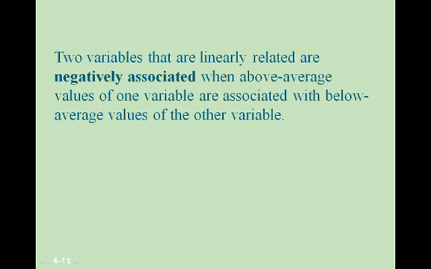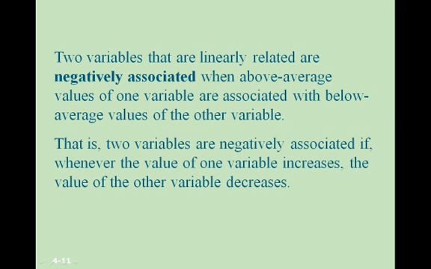Two variables that are linearly related are negatively associated when above average values of one variable are associated with below average values of the other variable. In other words, two variables are negatively associated if, whenever the value of one variable increases, the value of the other variable decreases.